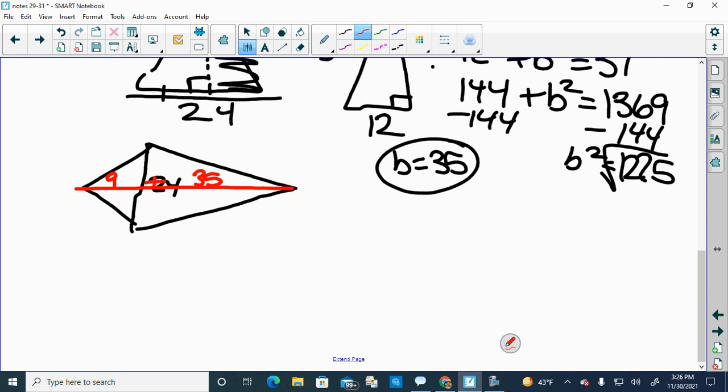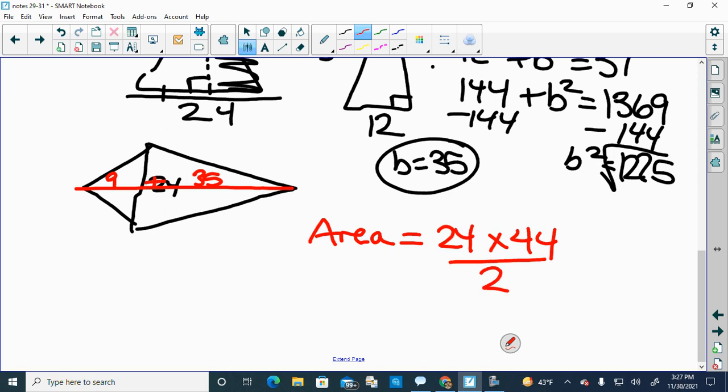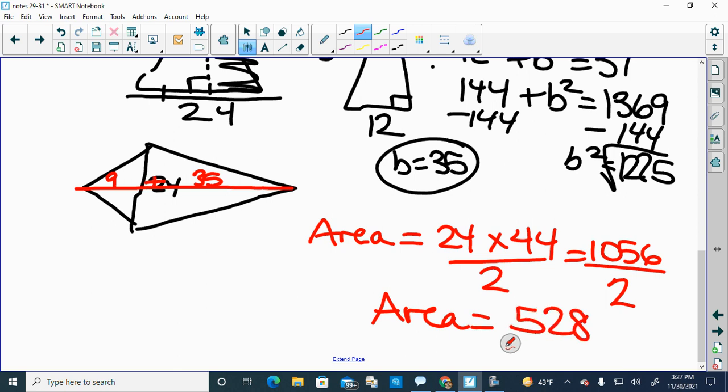So now we can plug it into our equation. The area formula is to take one of the diagonals, which is 24, and times it by the other diagonal, which is 35 plus 9, or 44, and then divide by 2. So 24 times 44 gives me 1,056, which we are dividing by 2. So the area is 528. And I don't remember what the notation was for that one. It was centimeters, so centimeters squared because we are finding area.